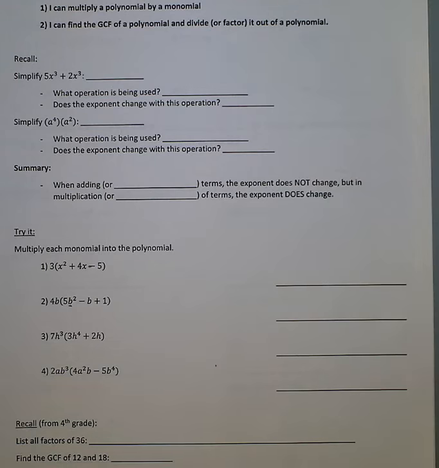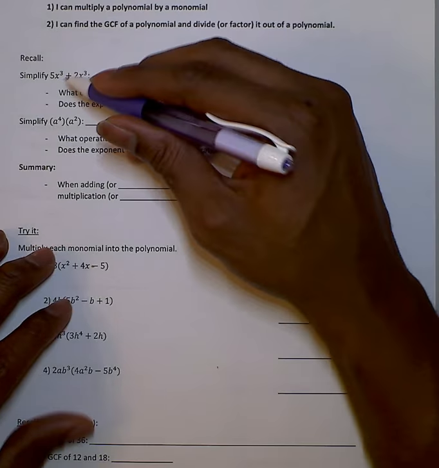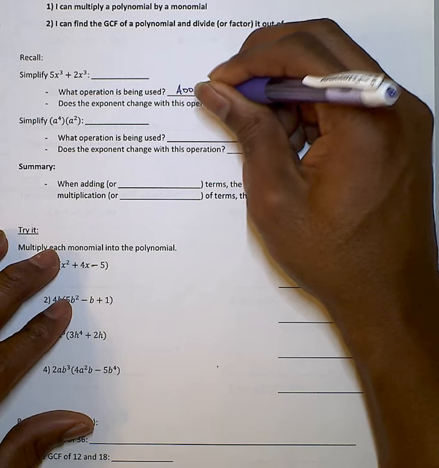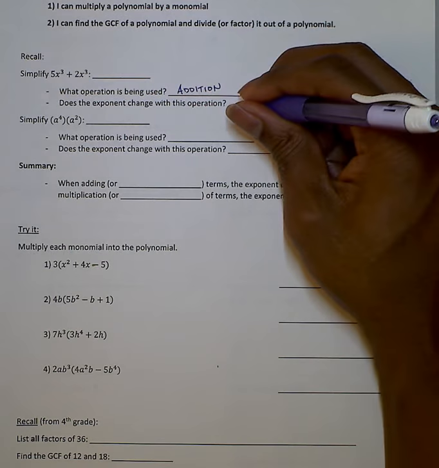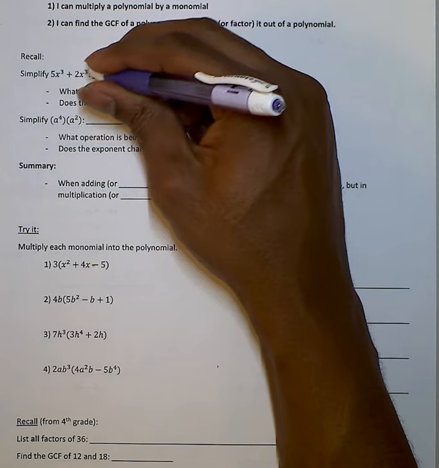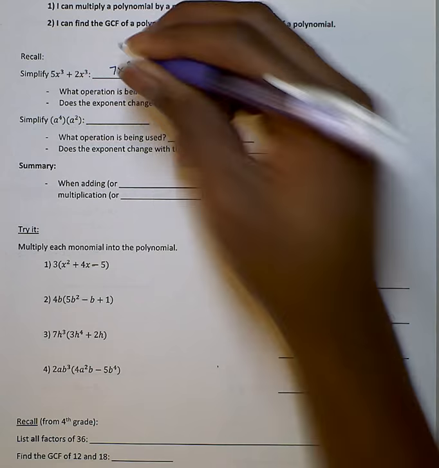Okay, and first things first, we have simplify 5x cubed plus 2x cubed. Okay, so we need to answer ourselves what operation is being used here. Addition is being used. We can tell because of the plus sign. Do the exponents change with this operation? Remember, the answer is no. When we add and subtract, it doesn't change what it is. It just makes more or less of them. So 5x cubed plus 2x cubed is 7x cubed, 5 plus 2.